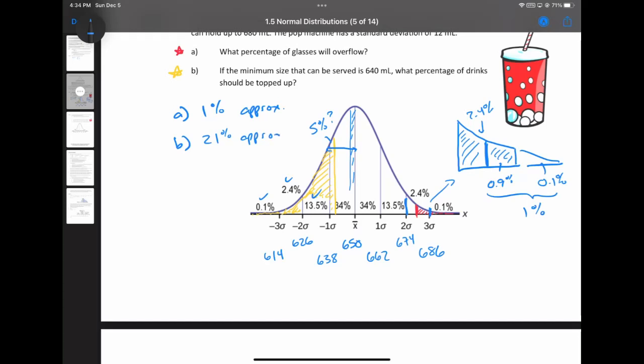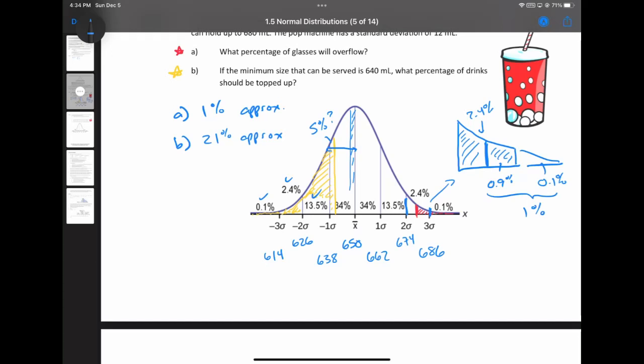And you know what? Maybe it's not 21%. Maybe it's actually 20%. Maybe it's 18 or 24. I don't know. I just know that it's in the ballpark of 21%. So basically what I'm saying is if you're an employee at the restaurant, without getting into extreme details in that number, about 1 in every 5 cups of pop is going to have to be filled up, and only about 1 out of every 100 is going to overflow.